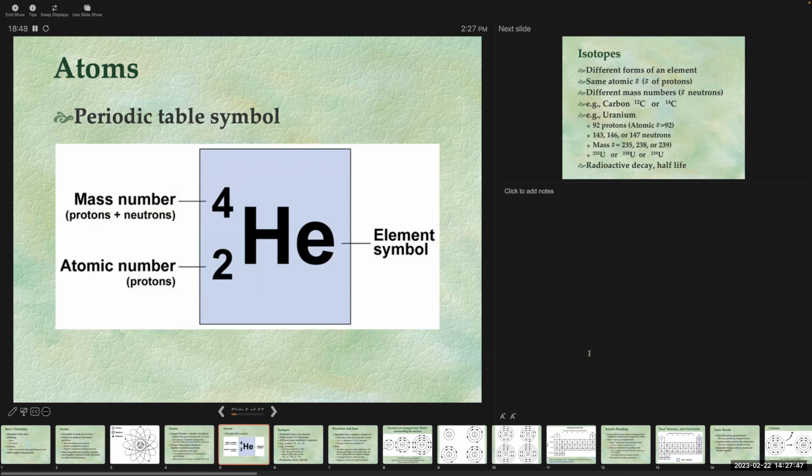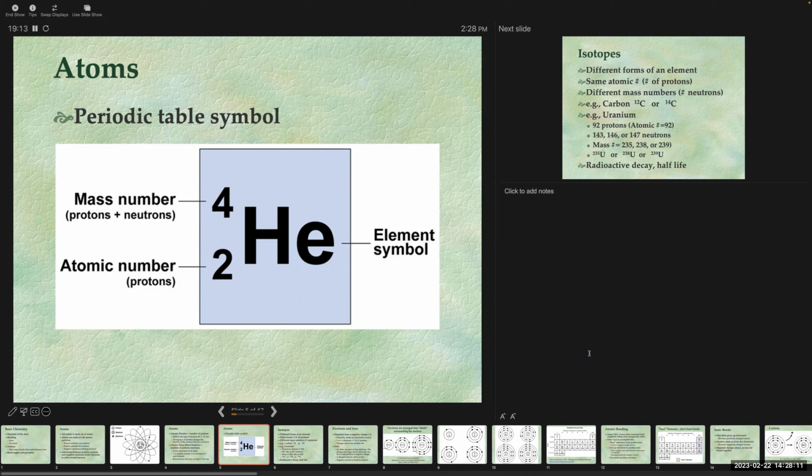I'm sure you've all seen the periodic table and you've seen these different symbols for the elements. The way the symbols are usually presented would look like this, where you have a letter symbol for the element. It could be just a single letter, like C for carbon or O for oxygen, or there could be a 2-letter symbol. In this case, He is helium.